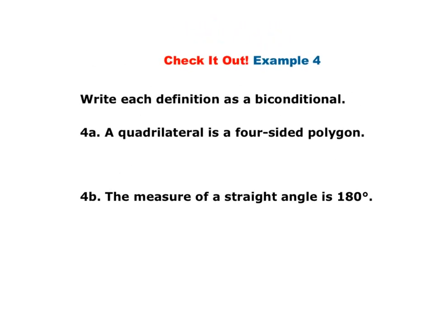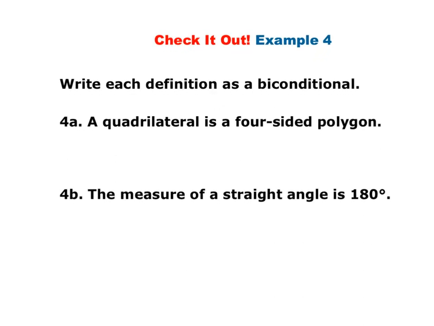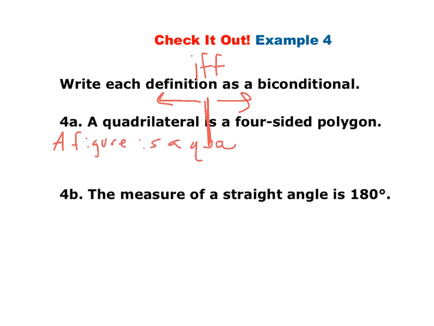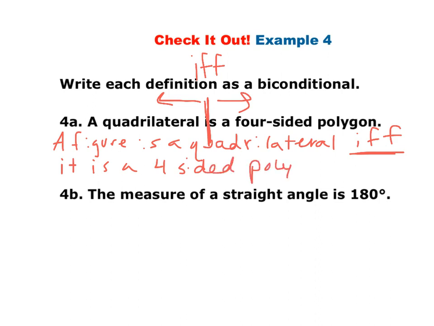So write each example as a biconditional. A quadrilateral is a 4-sided polygon. So a helpful hint is if it gives you the word is, this would be the first part before the if and only if, and this would be the second part. So a figure is a quadrilateral if and only if it is a 4-sided polygon.